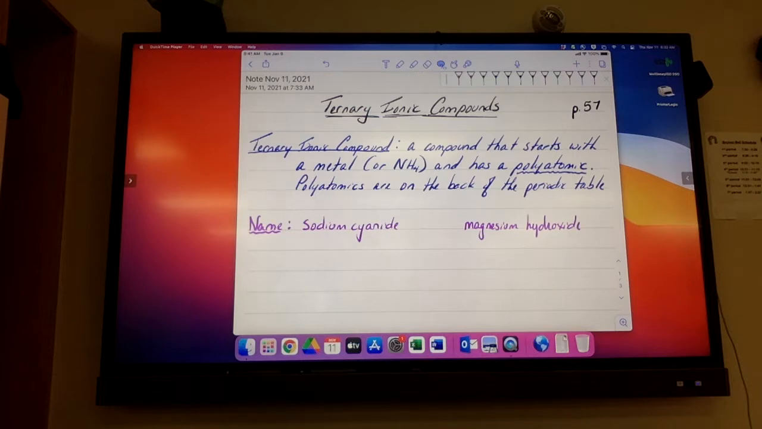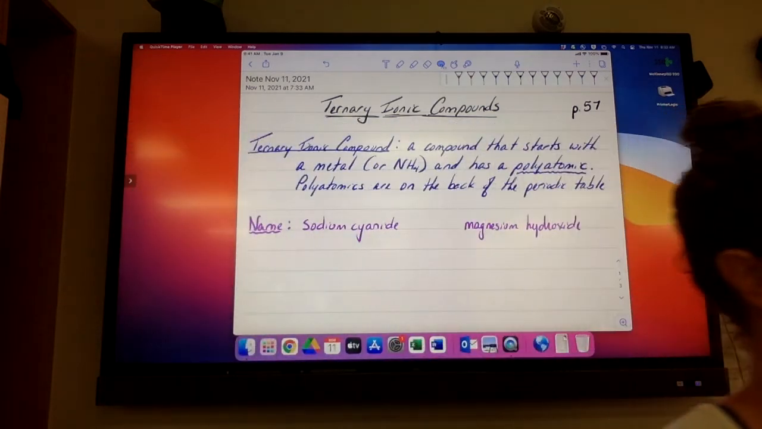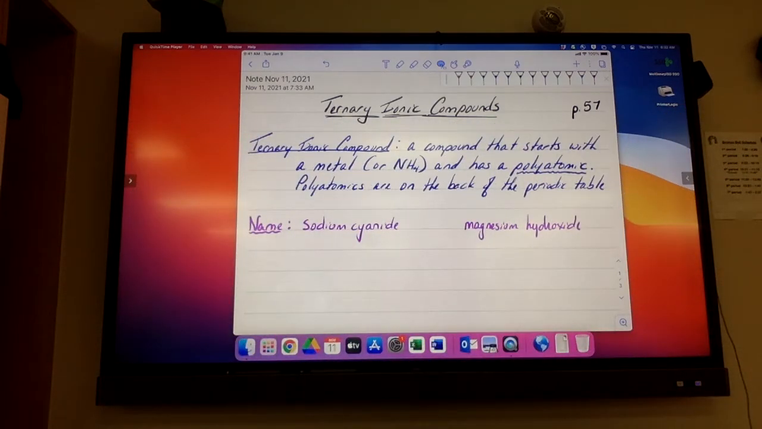All right. So these are still ionic compounds. So you're still going to be using the charges that you learned on the front of the periodic table. So the first column has a +1, the second column has a +2, that sort of thing. But then the rest of the compound, you're going to find on the back of your periodic table. So turn it over and find the first column. It says polyatomic ions on it.